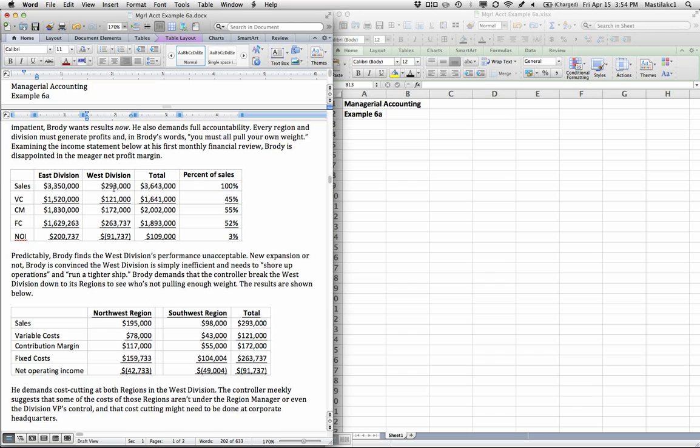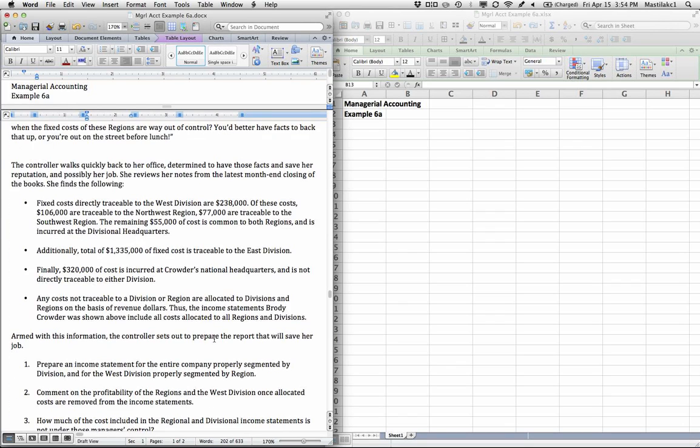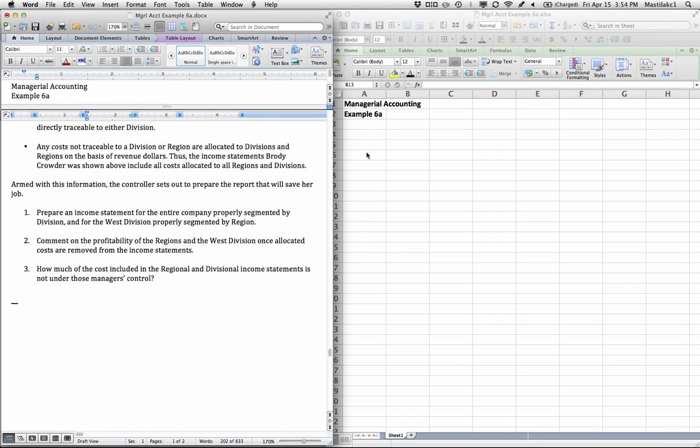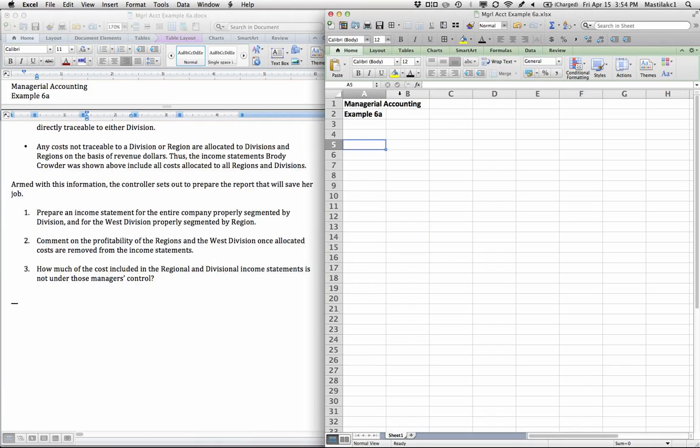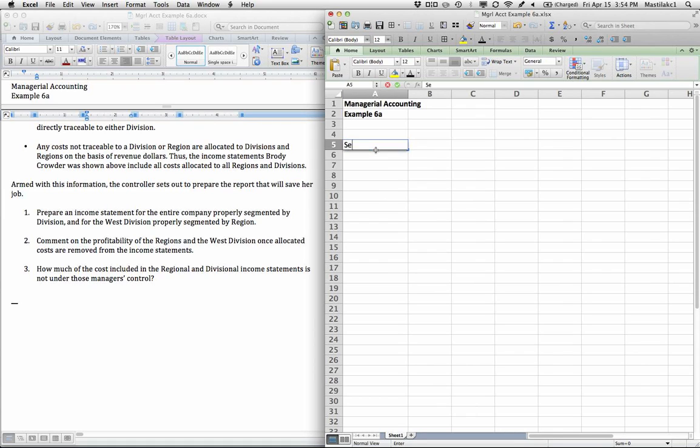The problem is that these divisions have no control over some of these costs, and these regions have no control over some of the costs in their division. So trying to evaluate the profitability of regions or divisions that have no control over their costs doesn't really make any sense. So what we need to do is we need to be careful how we apportion or how we allocate, or whether we even allocate at all, those fixed costs. So I'm going to create a segmented income statement.